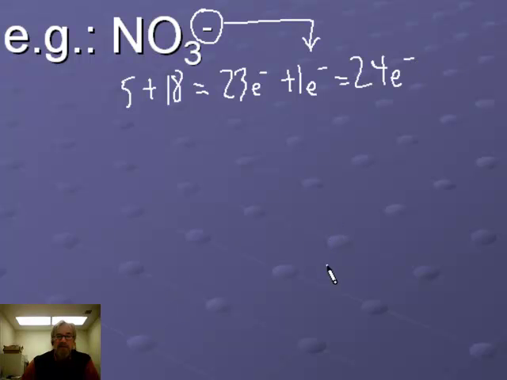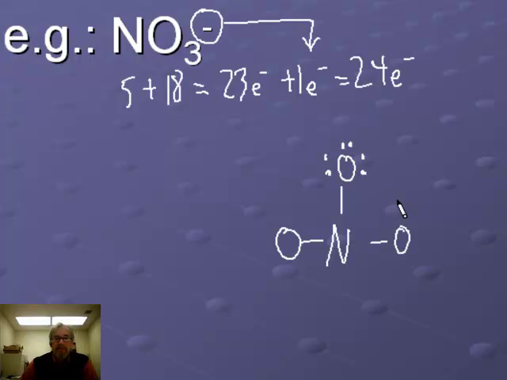Now I'll make my skeleton, put nitrogen in the middle, surround it with oxygens, and fill octets. Each oxygen gets 3 pairs, and the nitrogen has 3 bonds, so it's going to need 1 pair for a full octet. Now I'll do my count. 2, 4, 6, 8, 10, 12, 14, 16, 18, 20, 22, 24, 26.